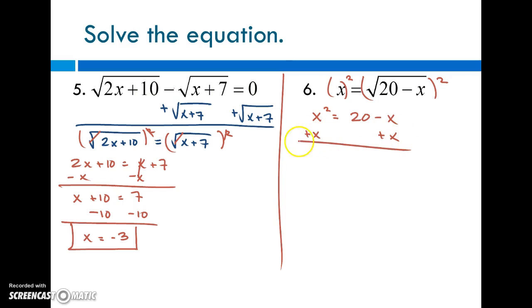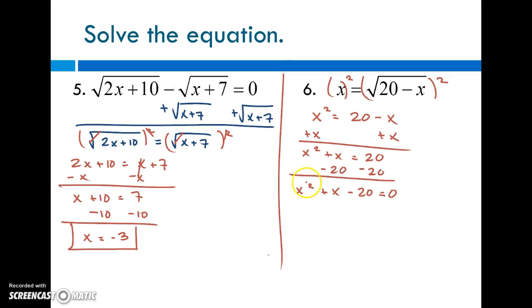And I'm also going to see what I have here. I have x squared plus x equals 20. I want one side equals 0, so I'm going to subtract 20 on both sides. X squared plus x minus 20 equals 0. Two options. I can use a quadratic formula or I can factor. This looks kind of factor friendly, so I'm going to go ahead and use a factor box.